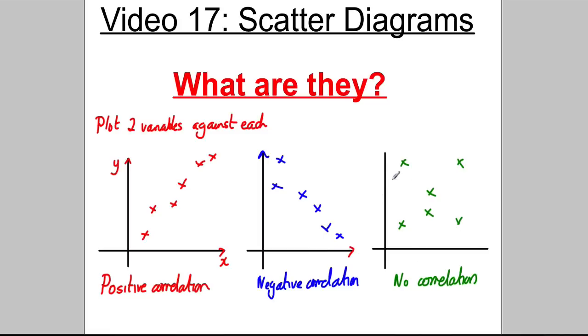And no correlation might be something like, for example, the amount of time you spend revising maths versus how fast you are at riding a bike. There might be no correlation between those. So you have to know the words positive correlation, negative correlation and no correlation. And these are pictures of scatter diagrams.